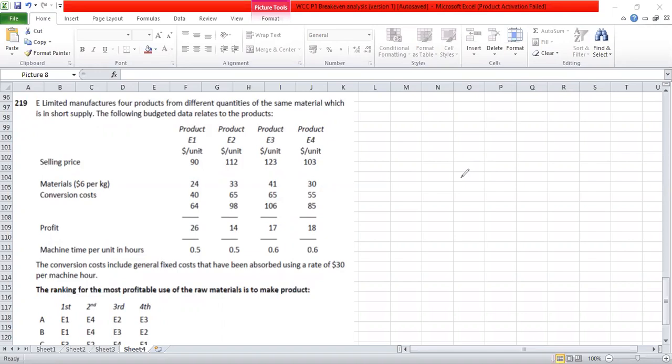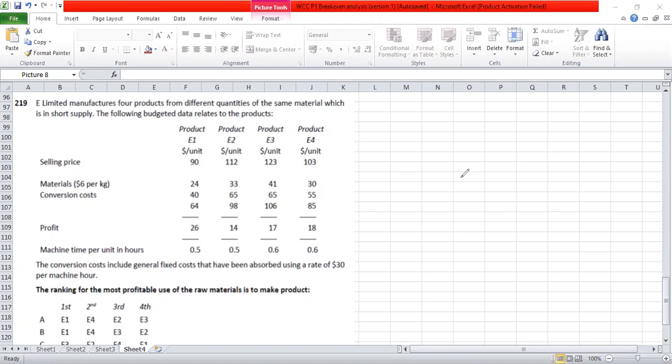219 E Limited manufactures 4 products from different quantities of the same material which is in short supply. The following budgeted data relates to the products E1, E2, E3 and E4. Selling prices are given. Material cost and conversion cost is given, which is total cost is 64, 98, 106, 85. Then we have the profit margin given.